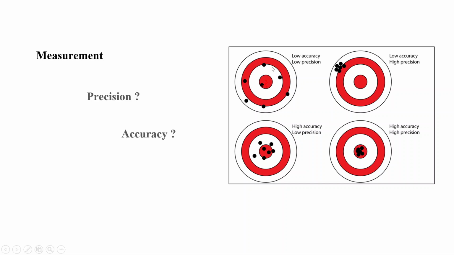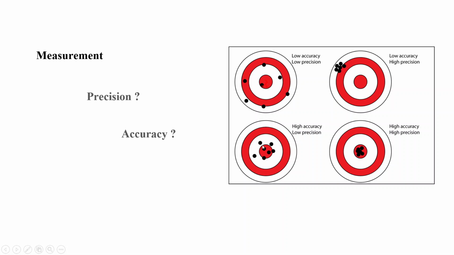Like here, it's not accurate, of course, because it's far away from the center, we are not able to hit the center. In this case, our ability is such that all our attempts were close to each other, but far away from the place where we wanted it. So it's high precision, but accuracy is low.